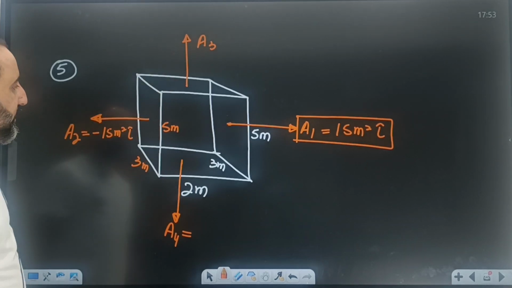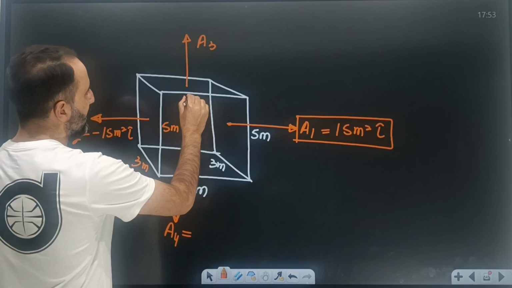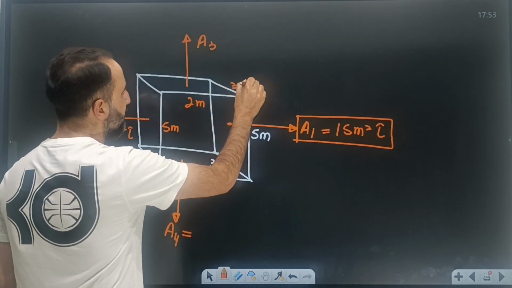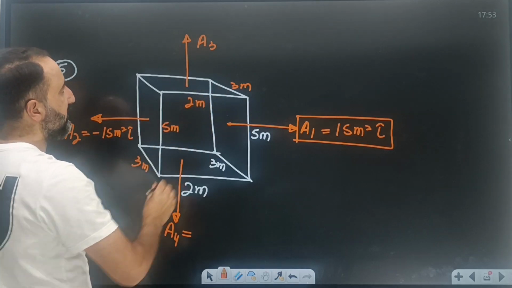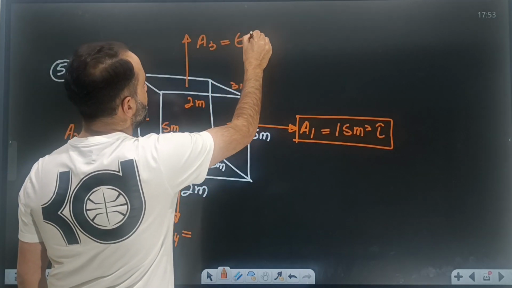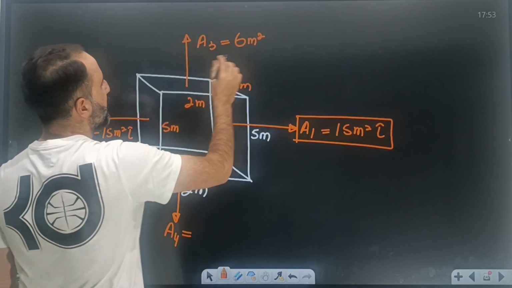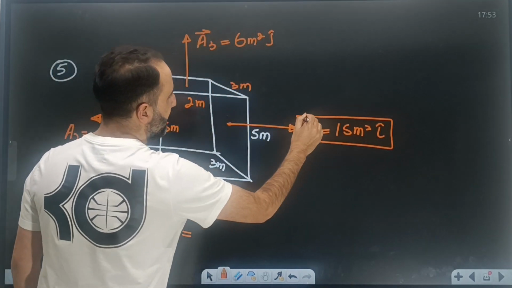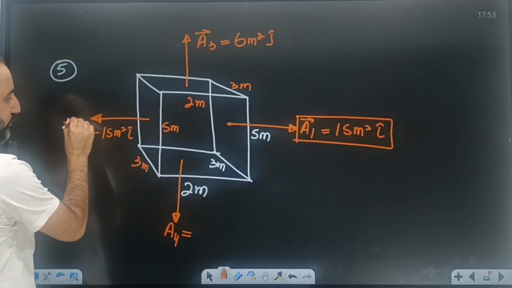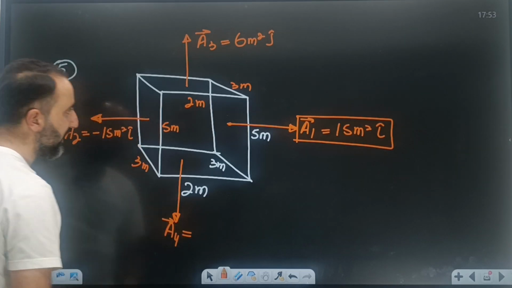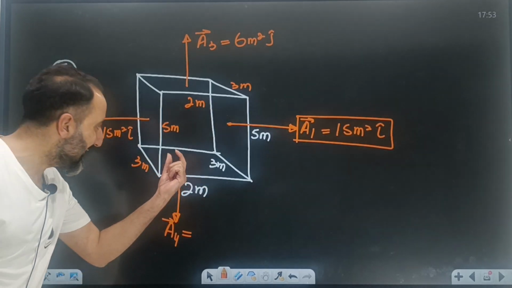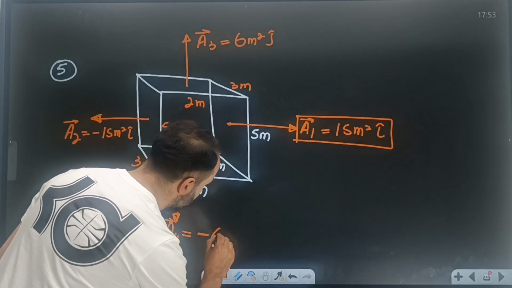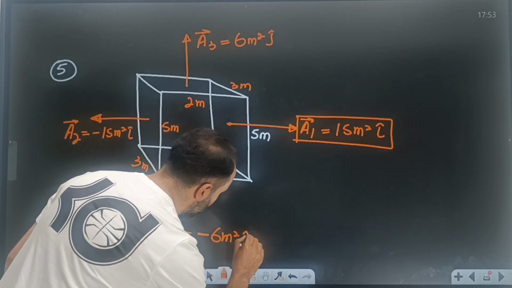Now calculate the area of this one. This length is 2 meter, that means this length will also be 2 meter. This is 3 meter, that means this side will be 3 meter. 2 into 3 is 6, so it will be 6 meter square along the y direction. So here it will be j. So this is the a3 vector, this is a1 vector, and this is a2 vector. Now the a4 vector: 2 3s are 6, directed vertically downwards, so along the negative y direction, which is minus 6 meter square into j.